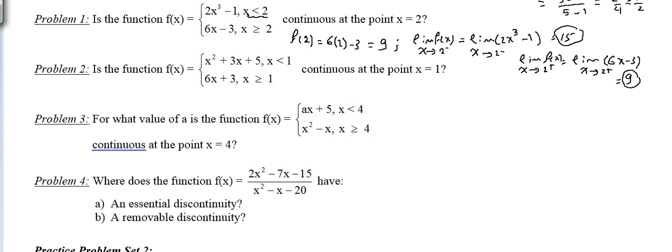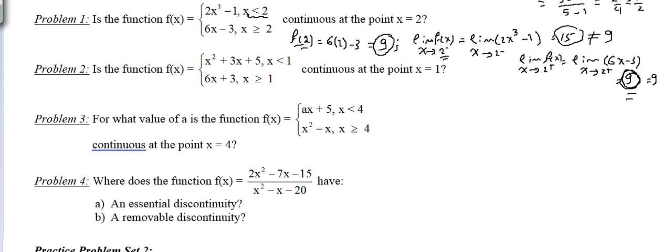We have continuity only from the right of 2, because to the right of 2 the value is 9, which is equal to f of 2. To the left of 2 the value is 15, which does not equal 9. So we don't have continuity from the left, only from the right. So it's not continuous at x equals 2.